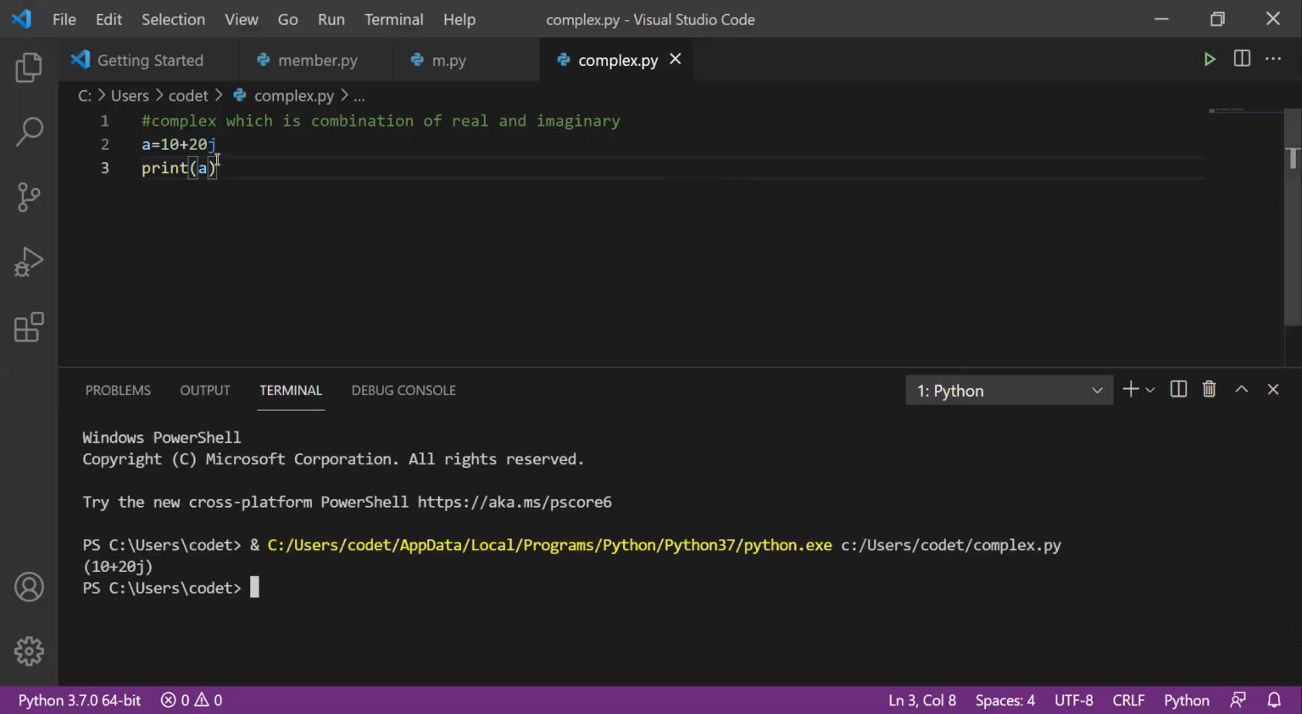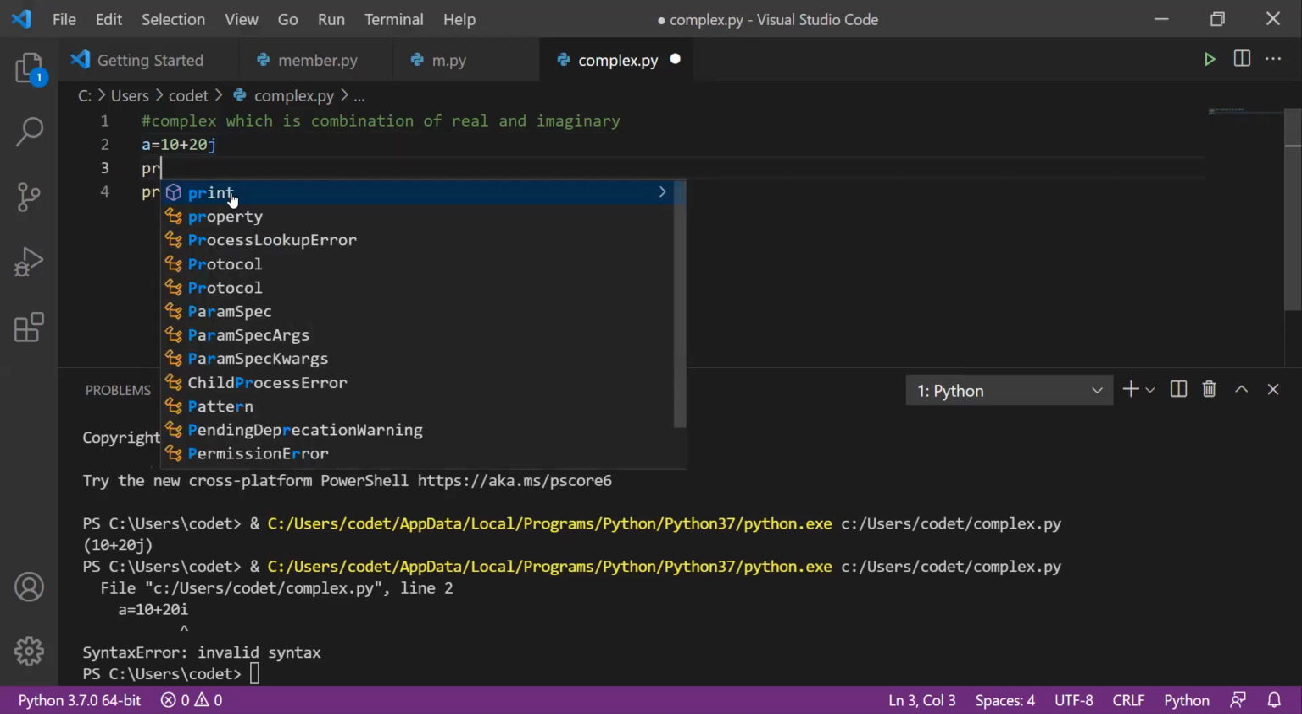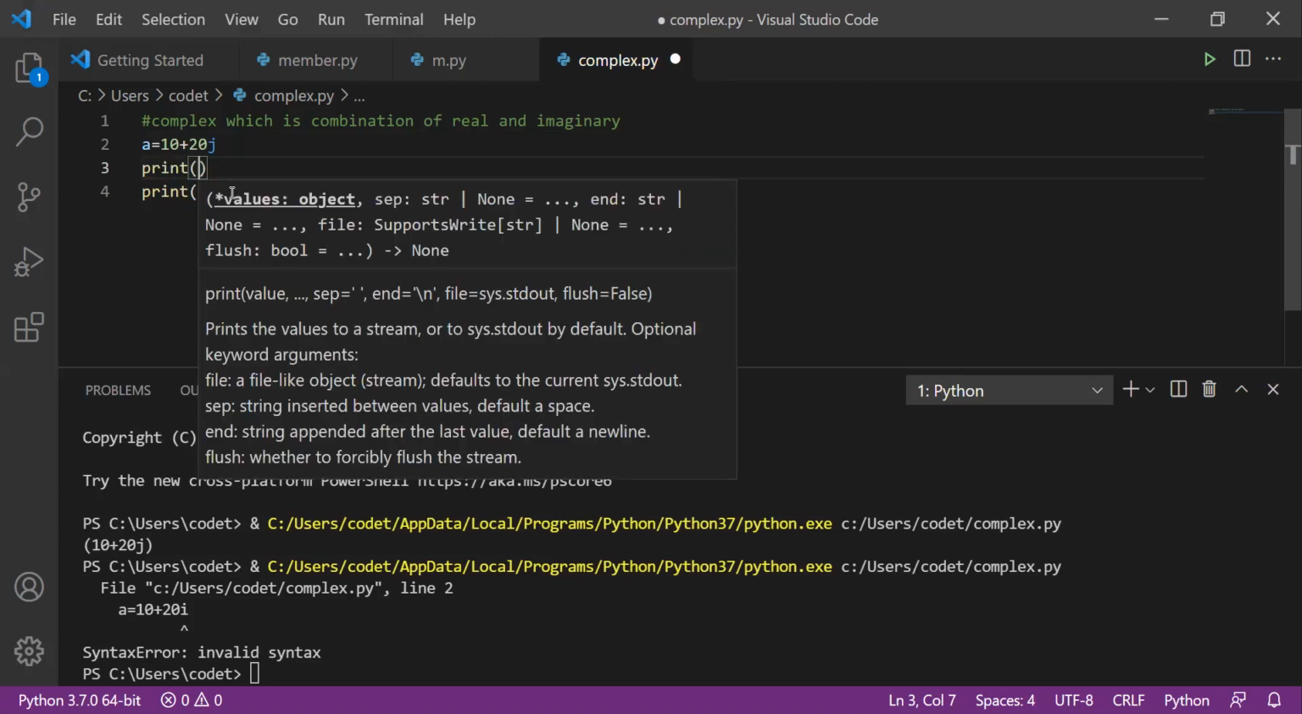Now, instead of this j, if you write i, what do you get here? It shows an error because it is an invalid syntax, and you have to always write with only j. You always have to mention it in the j format. Now see, if you write print of type of a.